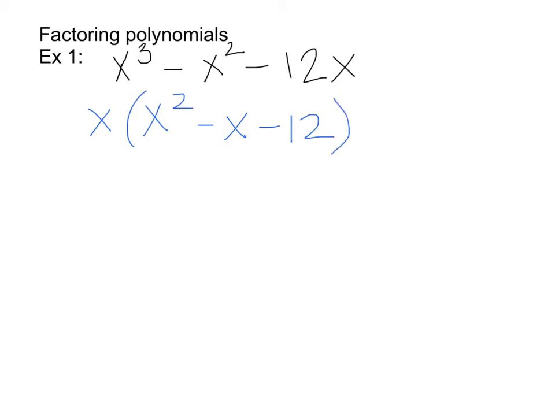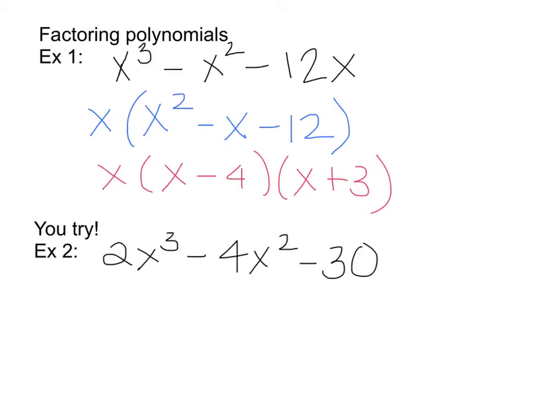Then you are going to want to check inside the parentheses to see if you can factor that more. Are there two numbers that multiply to negative 12 and add to negative 1? Yes, and that's negative 4 and positive 3. And then all you're going to do is bring down the x out in front.